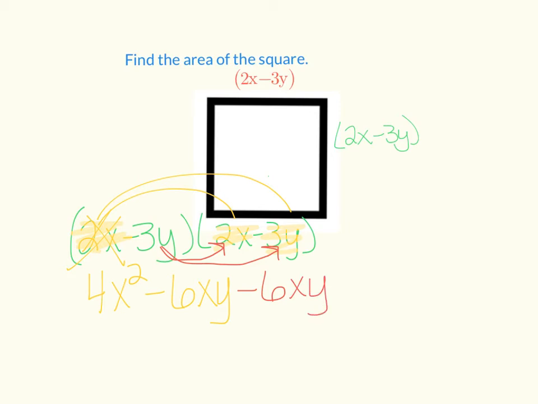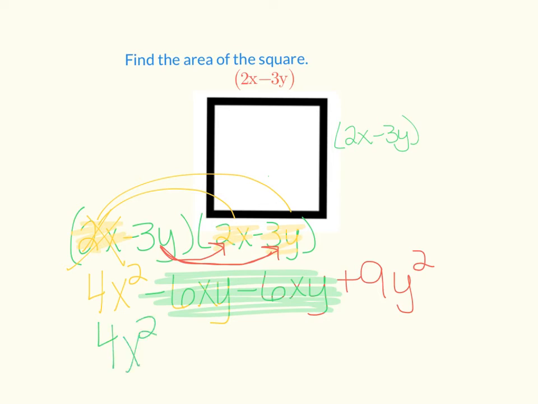I always go alphabetical. And then negative 3y times negative 3y. Negative 3 times negative 3 is 9, and y times y is y squared. And here again is the example. Look at the middle two. Those are like terms, so we're going to combine those. The first and the last don't combine with anything. So we have 4x squared, and then negative 6xy and negative 6xy, which is negative 12xy.